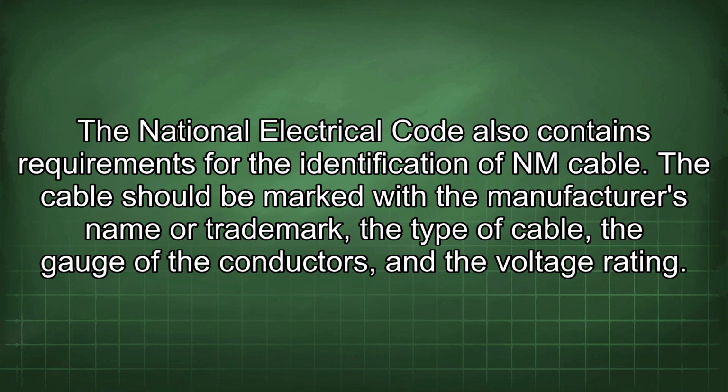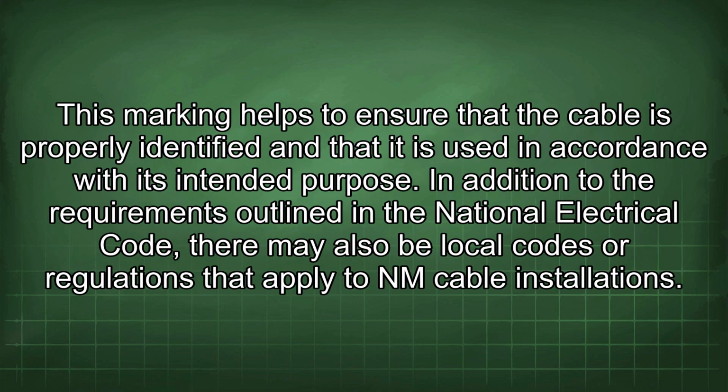The National Electrical Code also contains requirements for the identification of NM cable. The cable should be marked with the manufacturer's name or trademark, the type of cable, the gauge of the conductors, and the voltage rating. This marking helps to ensure that the cable is properly identified and that it is used in accordance with its intended purpose.